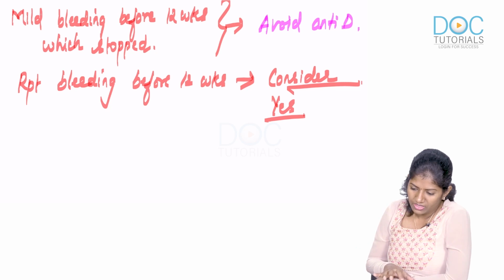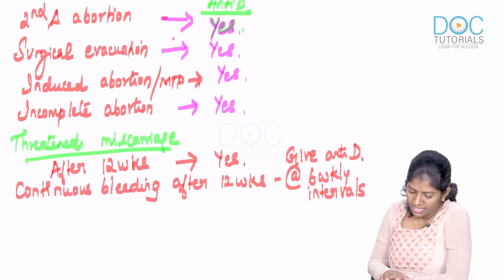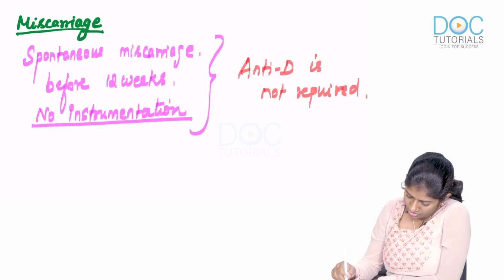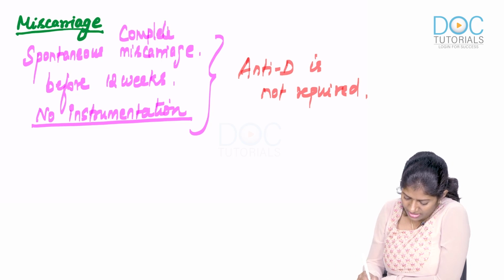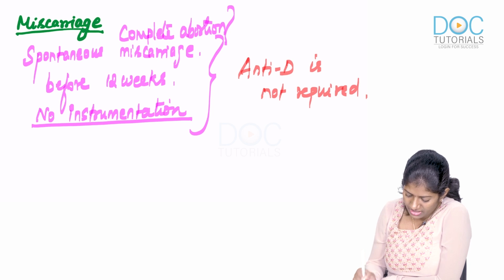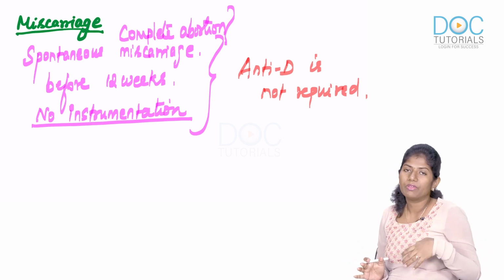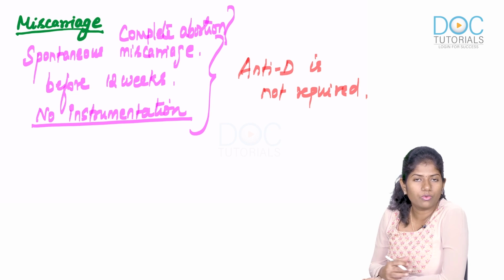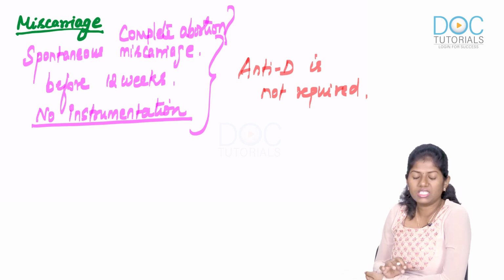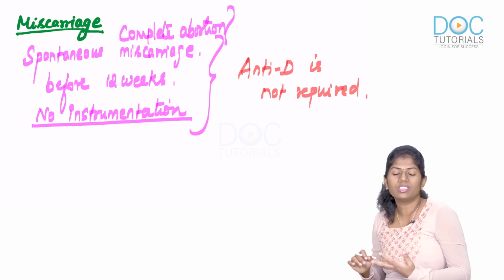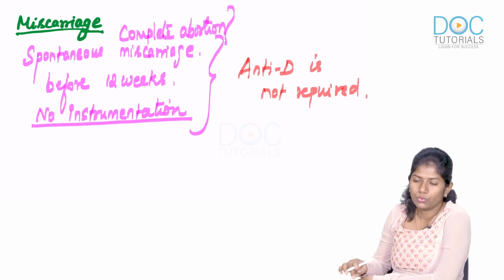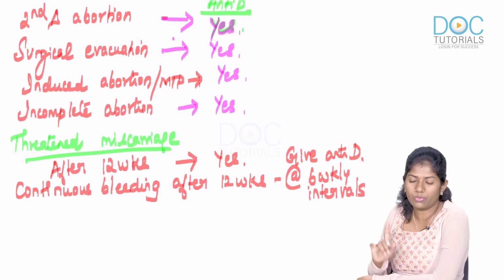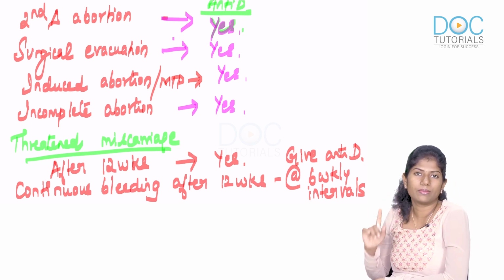Now we're seeing various conditions, various types of abortions, and discussing where to give and where not to give. For a case of complete miscarriage, where will you not give anti-D? If it is a spontaneous miscarriage before 12 weeks and instrumentation has not been used, you will avoid giving anti-D. In case it's an induced abortion, or the gestational age is more than 12 weeks, or instrumentation has been done, you will be giving anti-D. For all second trimester abortions, anti-D has to be given. Surgical evacuation, yes. For induced abortion, for MTP, yes, you have to give.